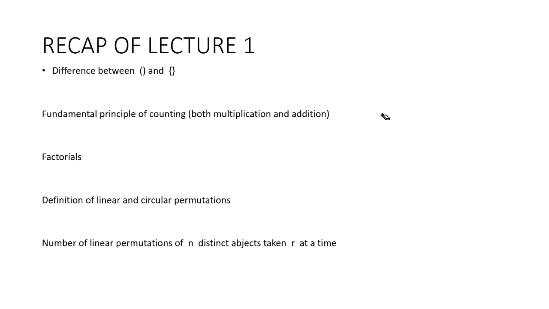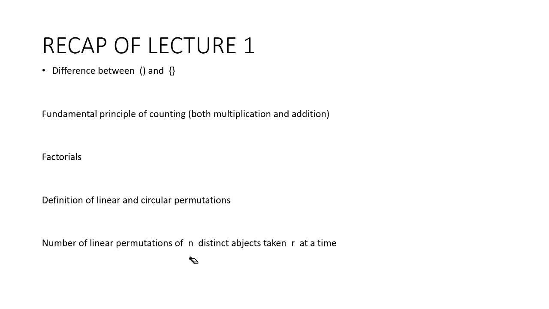Anyway, these are the topics that we have discussed in lecture 1. We have discussed the difference between ordinary brackets and braces. We have discussed the fundamental principle of counting, both addition and multiplication. We have defined factorials, linear permutation and circular permutation, and discussed the differences between linear permutations and circular permutations. And then we have the following results.